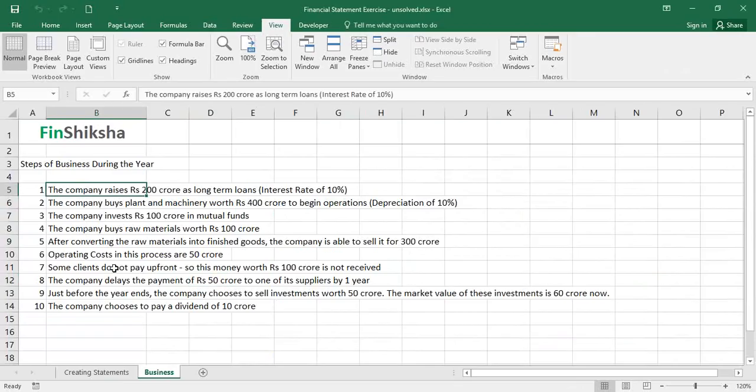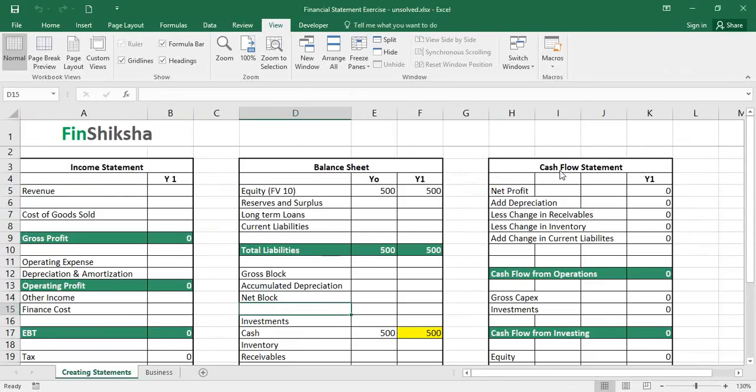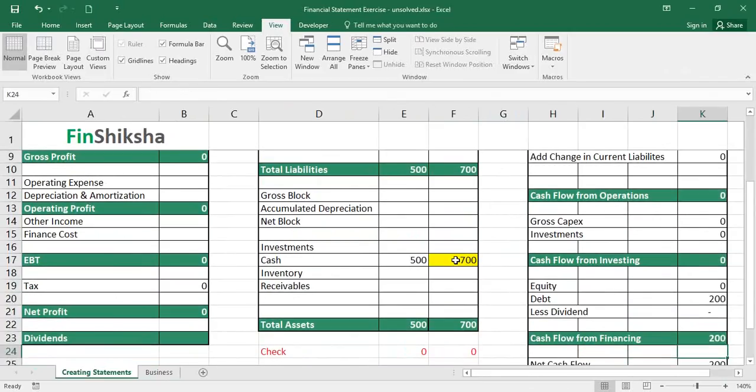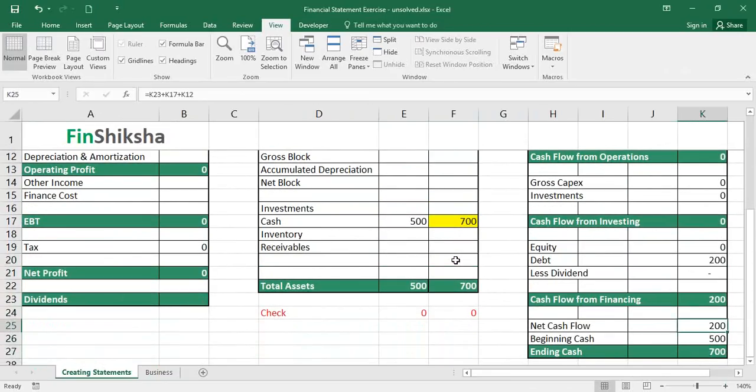So the company raises 200 crore as long-term loans. So the first thing that happens as the company raises 200 crore as long-term loans is you add that in long-term loans, and that's 200. So obviously the total liability now becomes 700. Because you have added long-term loans of 200 crore, cash flow from financing is going to show a 200 crore positive number. Net cash flow for the year is 200 crore.